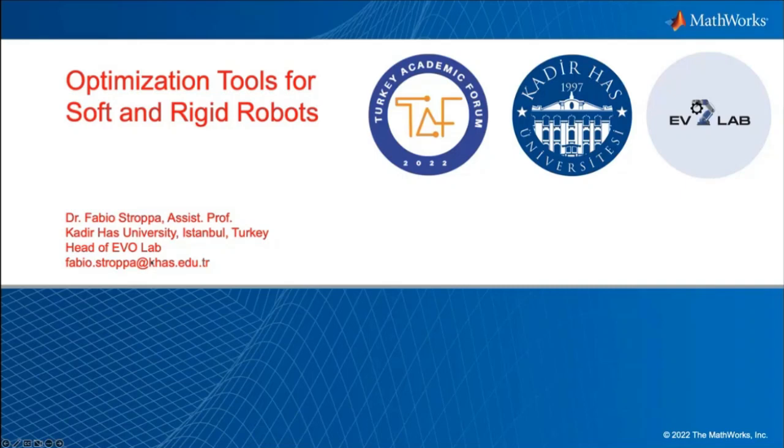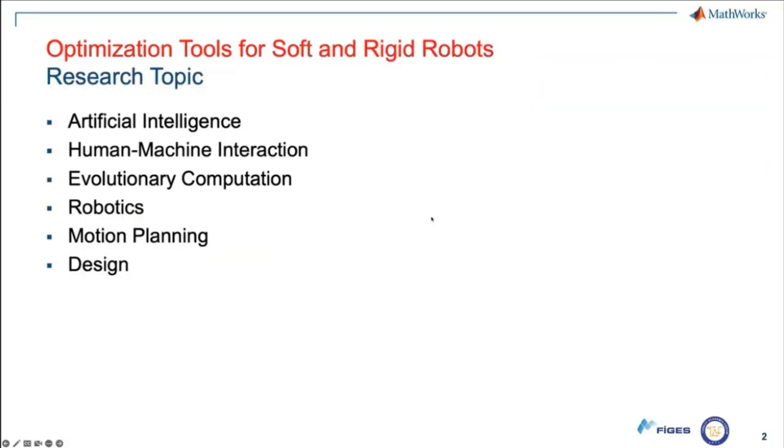I'm Fabio. I'm an assistant professor at University, where I'm also the head of EvoLab, and we use a lot of MATLAB in my research. So mostly my research topics, the ones I work on, cover the field of artificial intelligence.